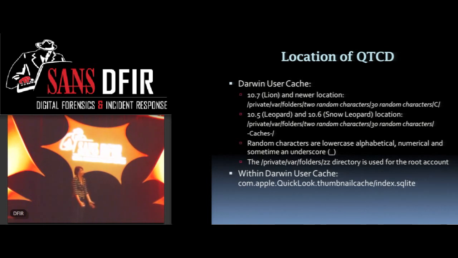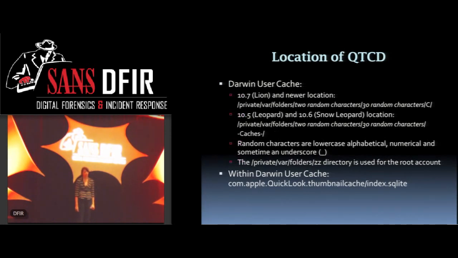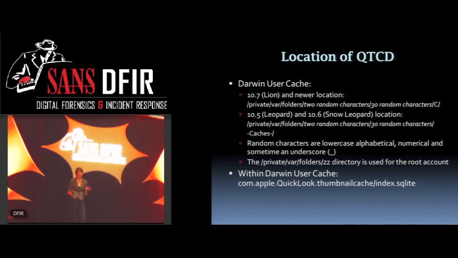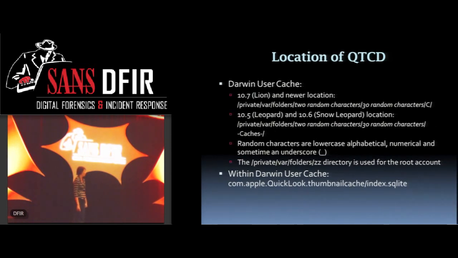Okay, so where is the Quick Look thumbnail cache database? Oh, it's getting long to say. Okay, so all this stuff is stored in the Darwin user cache, which is private var folders, 2 random characters, followed by 30 random characters, followed by C in 10.7 and newer. In 10.5 and 10.6, it was in a different location. I put that path up there. But it's private var folders, random characters, essentially. And then you'll find a folder called com.apple.quicklook thumbnail cache, and inside is your file index.sqlite. And that index.sqlite is the file we are interested in looking at.